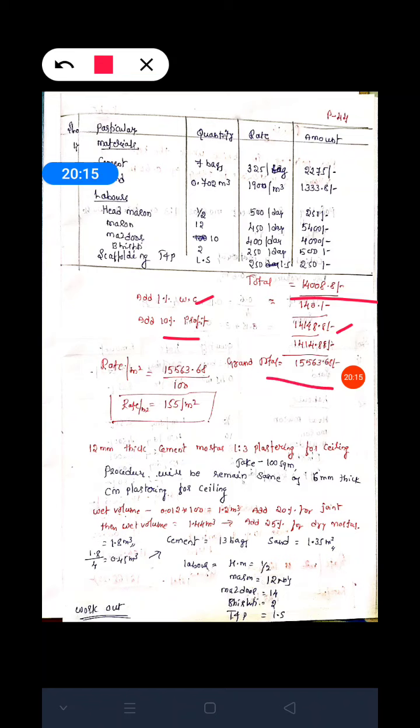After adding the contractor profit, we get the total amount, that is the grand total, equal to 15,563.68, and this is for 100 square meter of work. Whereas per square meter is equal to 15,563.8 divided by 100. Then we get the rate per square meter equal to 155 rupees per square meter.